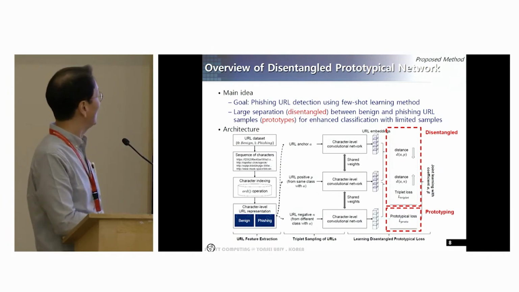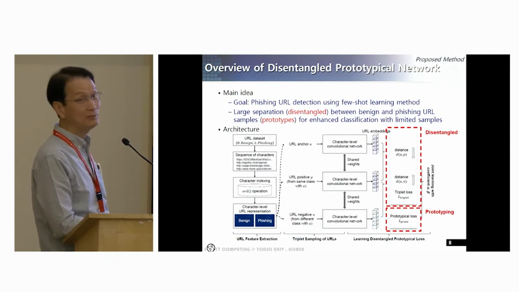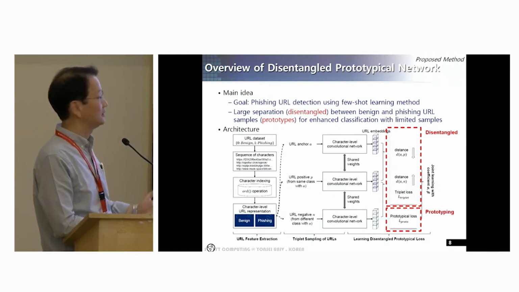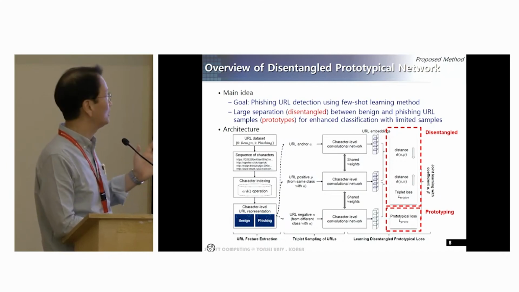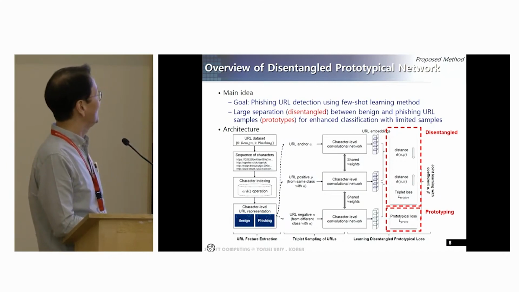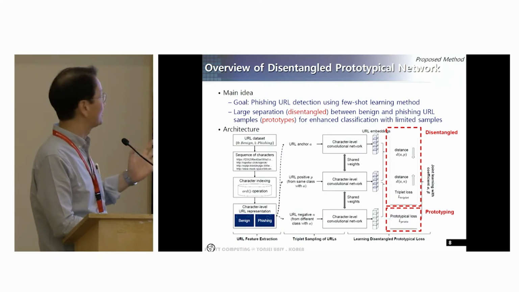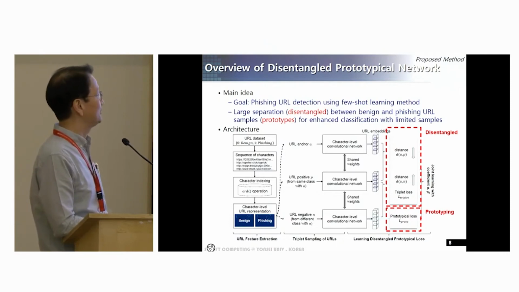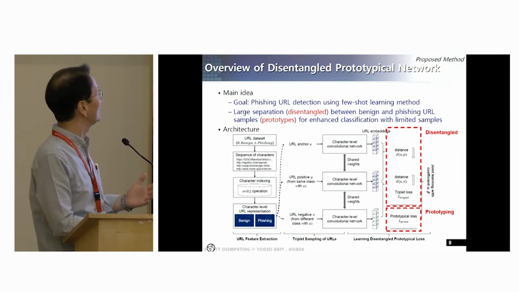The main goal is to detect the phishing URL with quite limited number of samples. That is called few-shot learning in the field of computer vision. In order to achieve this goal, we'd better induce large separation between benign and phishing URL samples for enhanced classification with limited samples. Here, disentanglement is another name for inducing the large separation.